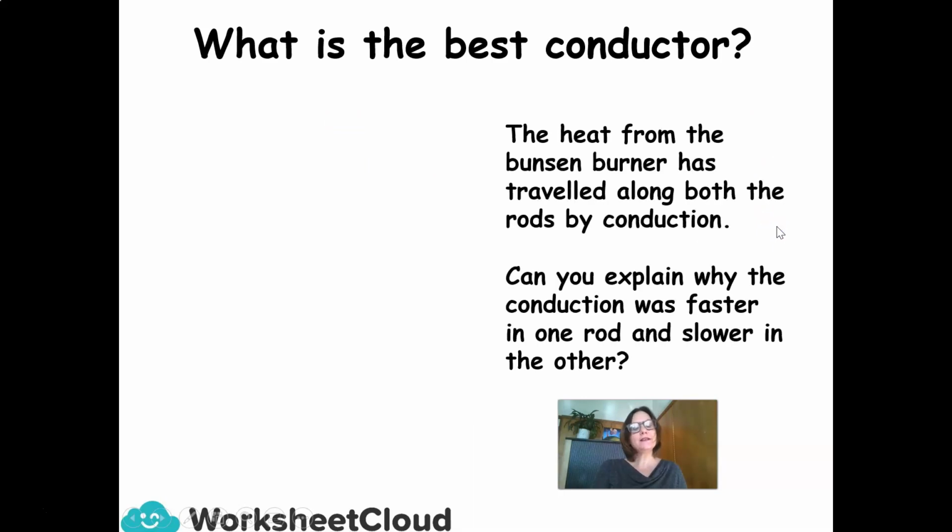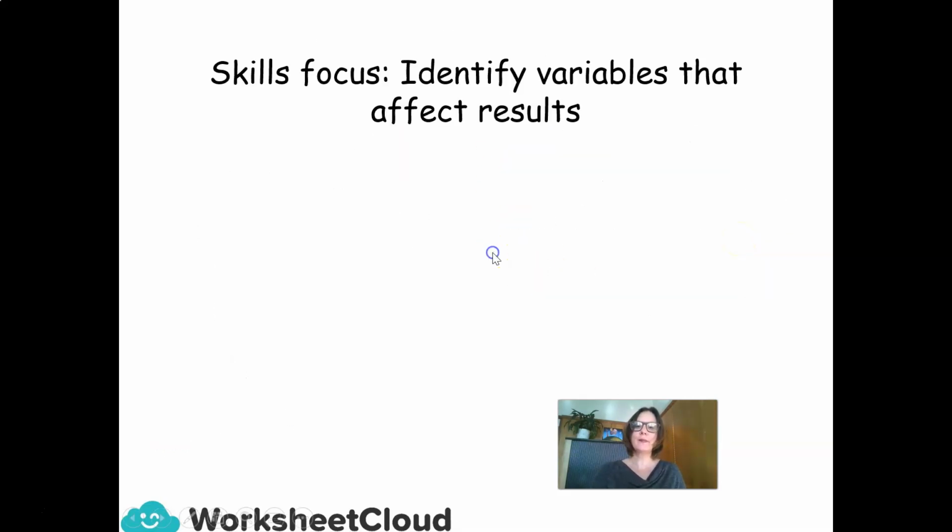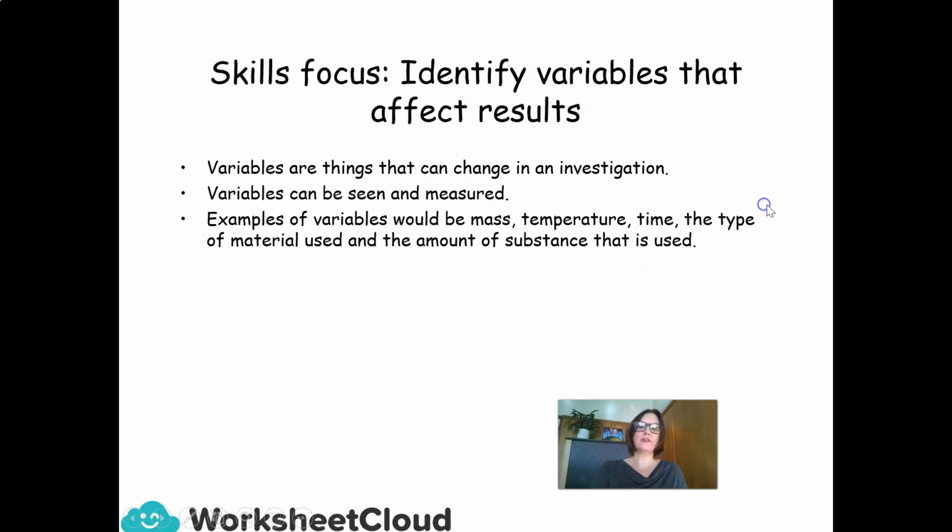Okay, so the heat from the Bunsen burner traveled along both the rods by conduction. Can you explain why the conduction was faster in one rod and slower in the other? Okay, I just answered that question for you. Now, this is our skills focus, and for those of you who haven't looked at variables yet or haven't been taught it by your teacher, listen carefully and hopefully you will have a clear understanding. So we're going to identify variables that affect results.